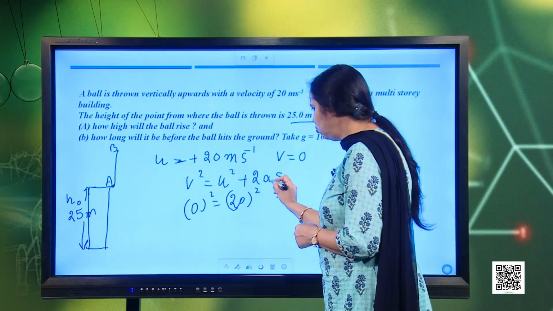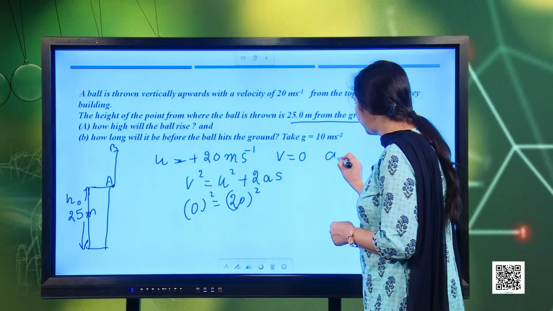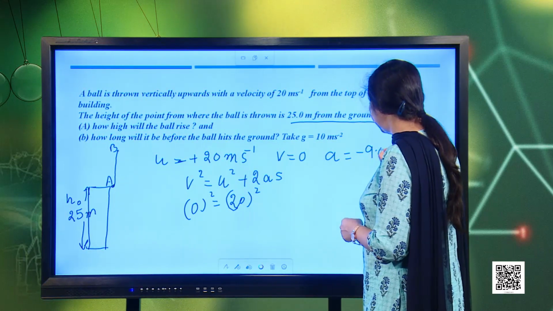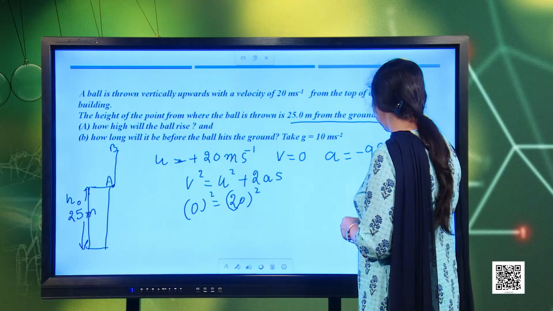Now, it is 2a, the value of a. How much is the value of a here? That is equal to g, and according to the sign convention, it will be minus 9.8 meter per second square.